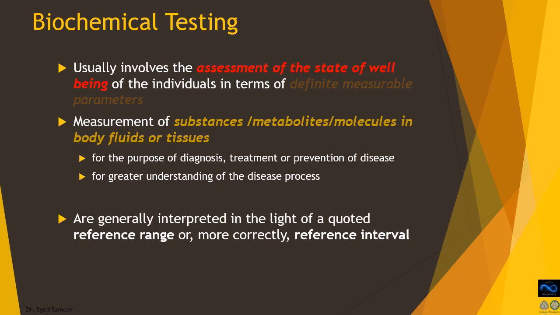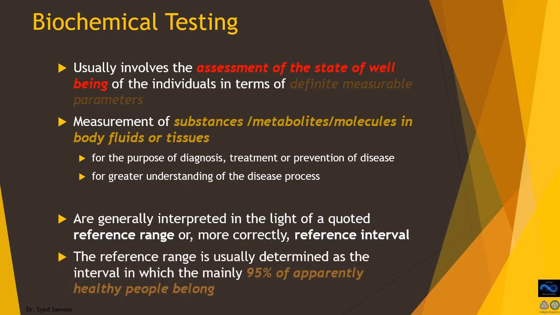Usually biochemical testings are interpreted in light of the quoted reference range. We have a reference range for each kind of biomarker or each kind of biochemical test or each kind of metabolite, and against this reference interval we measure the biomarker. Usually this reference range is set for 95% of the apparently healthy people. So usually 95% of the healthy people fall within these ranges, which are set as a reference range.